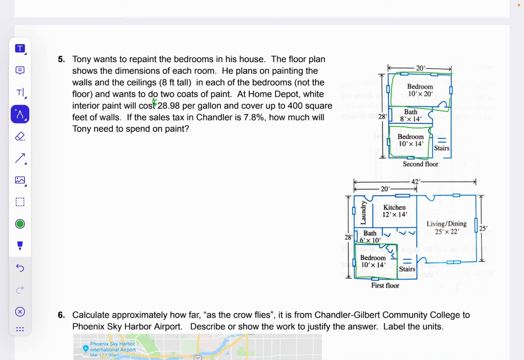Now, if you notice in the diagram, there's some windows and there's doors and those sorts of things. I don't know the size of those, so we're just going to act like they're not there. I know they are in reality, but we're just going to treat them like they're not there so we can get a general gist.